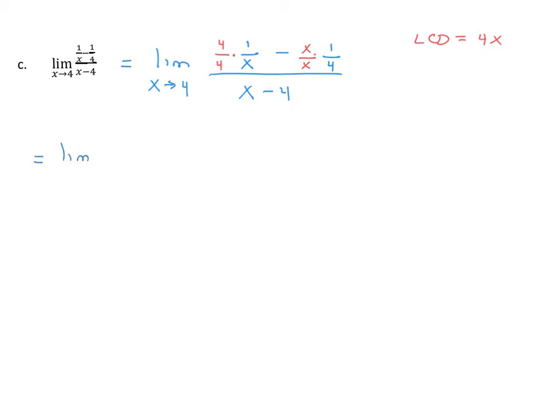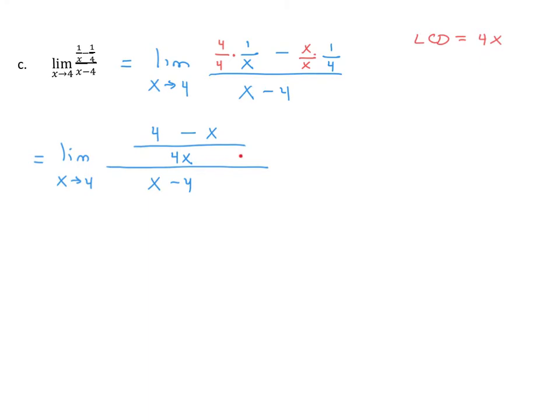This is the limit as x approaches 4 of, my denominator is still x minus 4, but in the numerator, I have a common denominator of 4x. This is 4 for the first fraction, and I'm subtracting off x for the second. This is how you can take the two separate fractions and combine them into one.